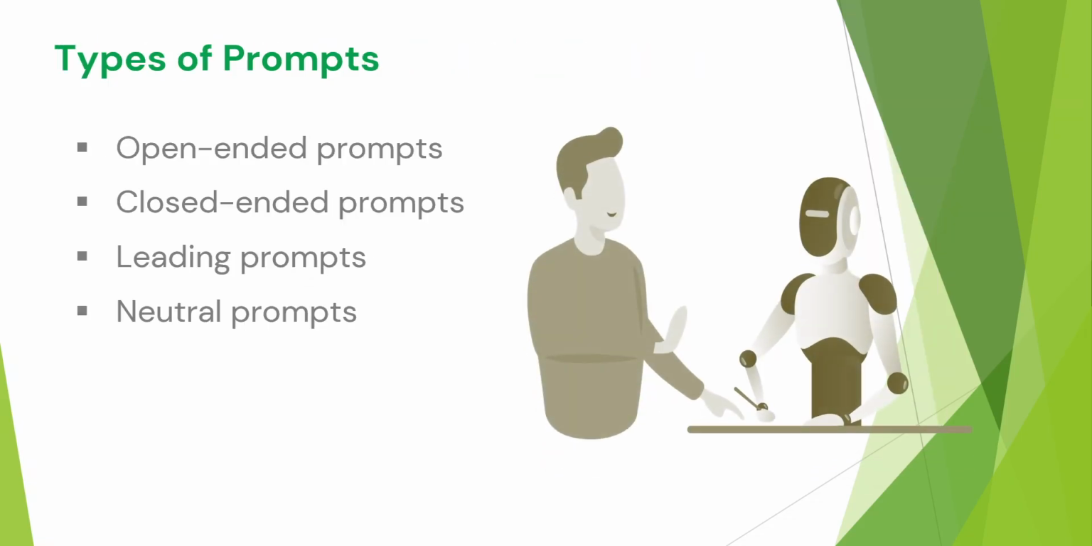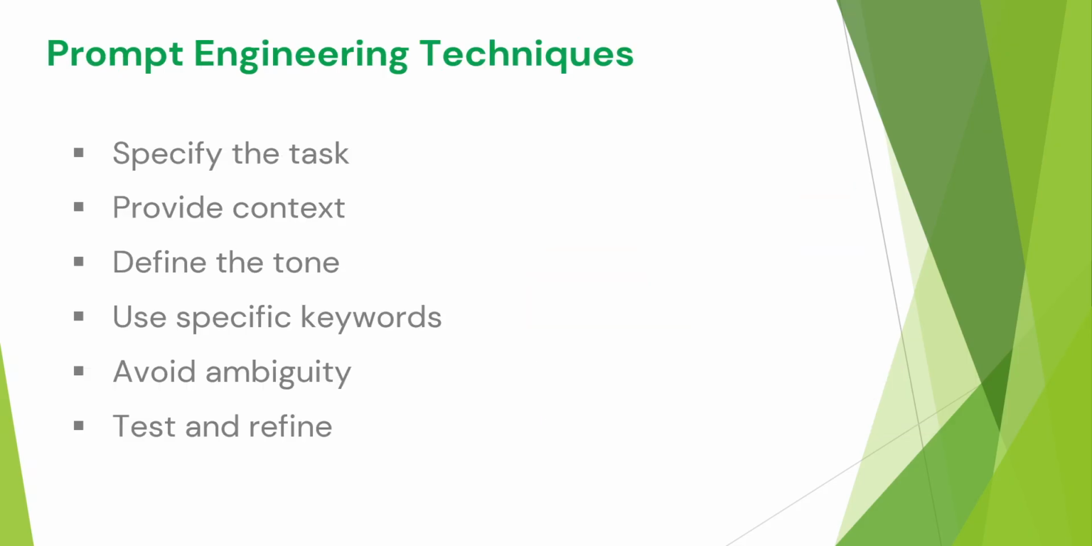There are several types of prompts: open-ended prompts, which allow the model to generate a response without any specific constraints or guidelines. Closed-ended prompts provide specific guidelines or constraints for the model to follow. Leading prompts provide a specific direction or tone for the model to follow. Neutral prompts provide a neutral or objective tone for the model to follow.